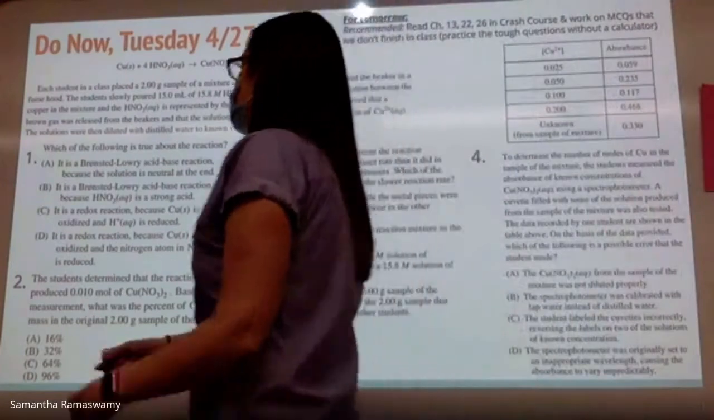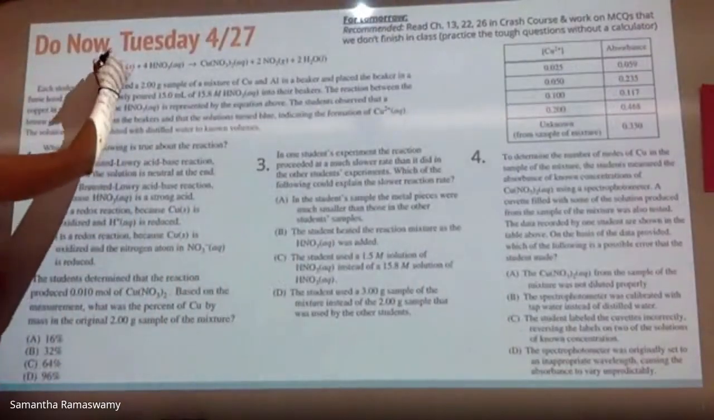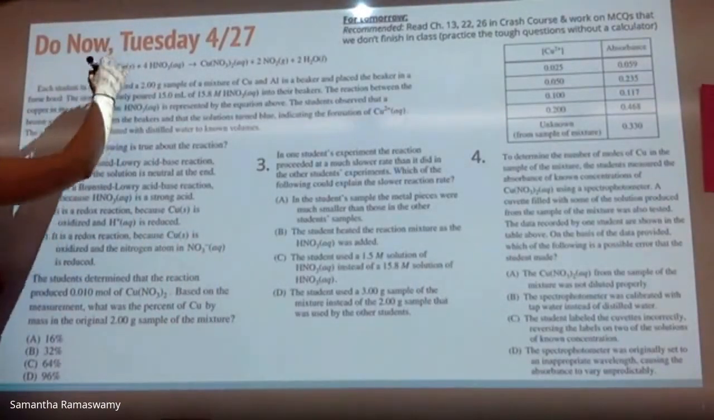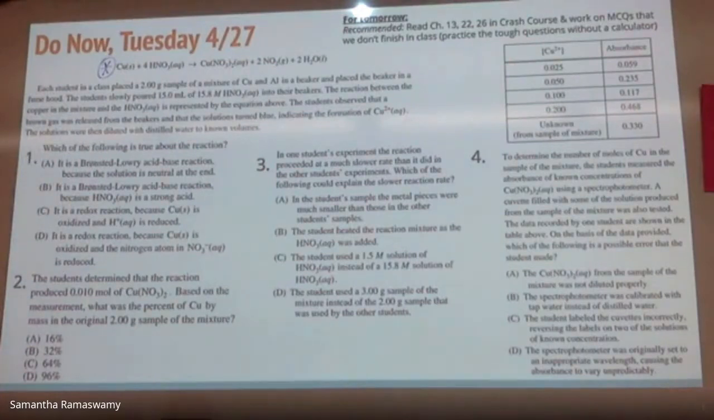So the first thing that I always recommend doing is, if you're given a balanced equation, star the equation or underline, box the whole thing. That way it's easy for you to go back and reference the equation if needed, in case you have to do stoichiometry or anything like that. So number 1 says, which of the following is true about the reaction?